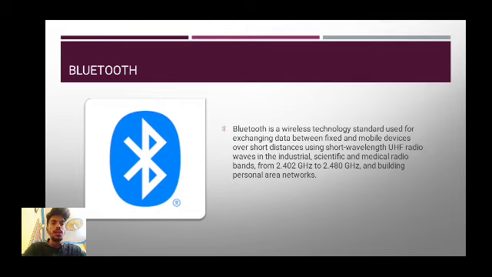Bluetooth. Bluetooth is a main example, or we can say the first example, of wireless networks. Bluetooth is a wireless technology standard used for exchanging data between fixed and mobile devices over short distances using short wavelength UHF radio waves in the industrial, scientific, and medical radio bands from 2.402 GHz to 2.480 GHz, and building personal area networks.